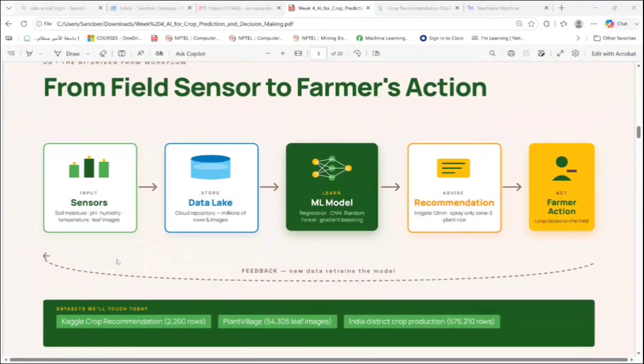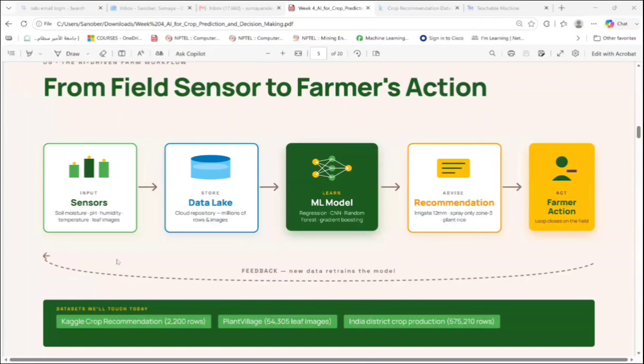Now, this workflow connects nearly everything we have studied so far. On the left, you see a sensor that collects values such as soil moisture, temperature, humidity, pH value, and leaf images. The information is stored in a database or a cloud system. The machine learning model then looks for patterns. The model does not simply return a complicated table. A useful agricultural system converts the model output into a clear recommendation.